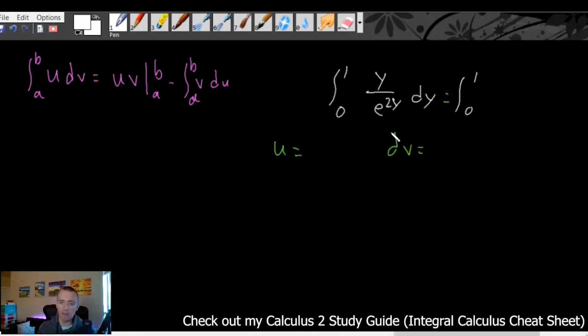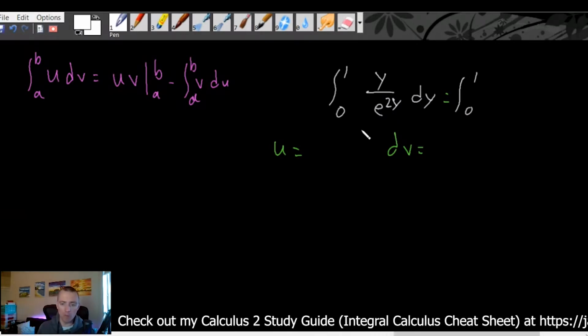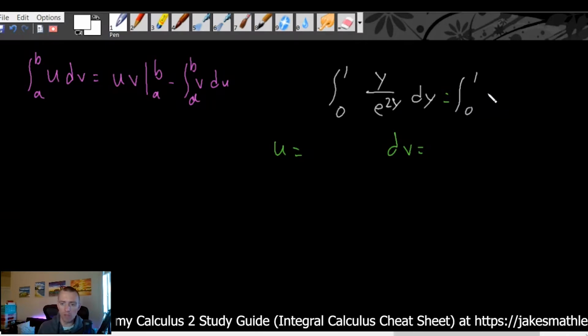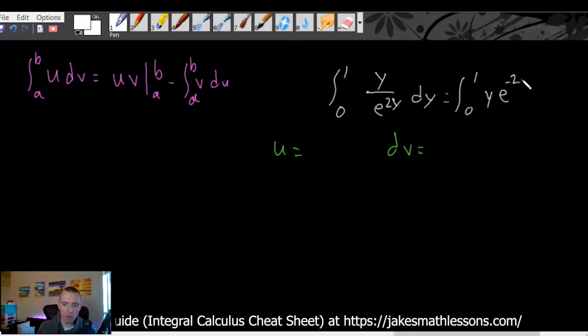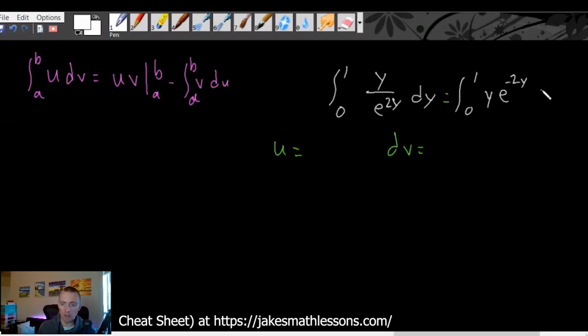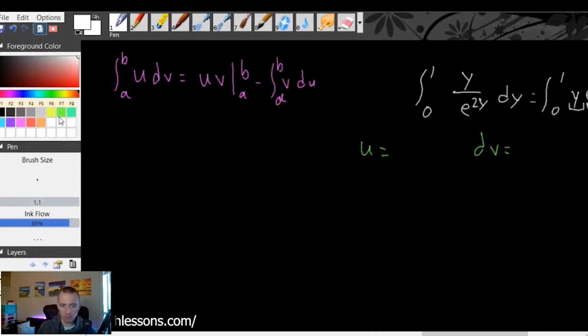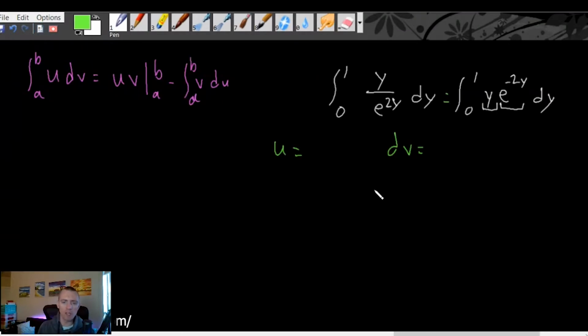Well, just like the last example we did, if we make our power negative, we can do that. So if we make it y times e to the negative 2y, we can move the power up out of the denominator, or move the whole term up out of the denominator. So now we have the product of two things. So now we need to figure out what's our u, what's our dv. What's the thing that we want to integrate? What's the thing we want to take the derivative of?